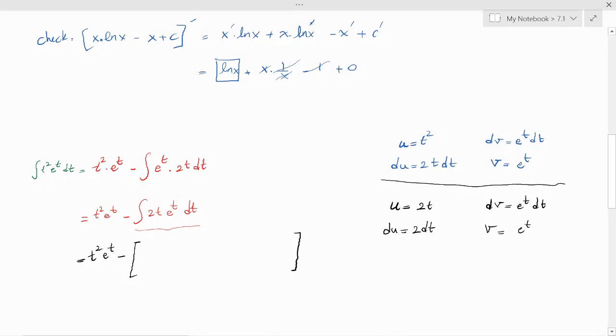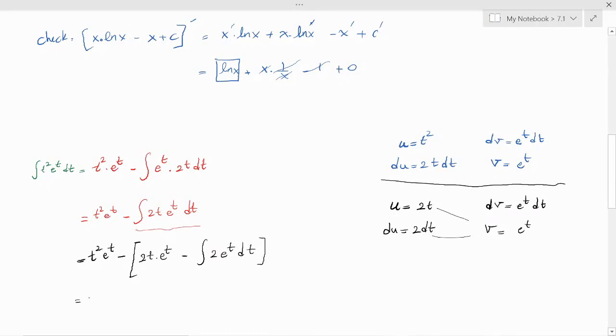Okay. So now here we apply the integration by parts again. u times v would be 2t times e to the power t. This is u times v, the product of these two, minus the integral of v times du, these two. It would be 2 e to the t dt. I put them in order. It's supposed to be 2t times e to the t, but I write the dt at the end.